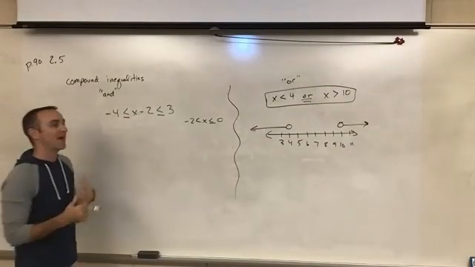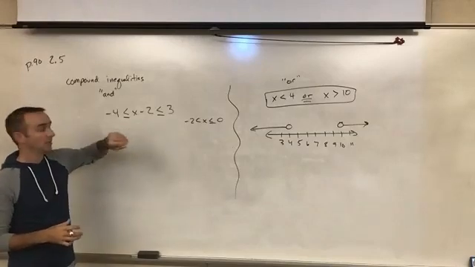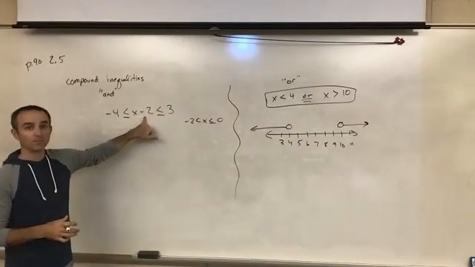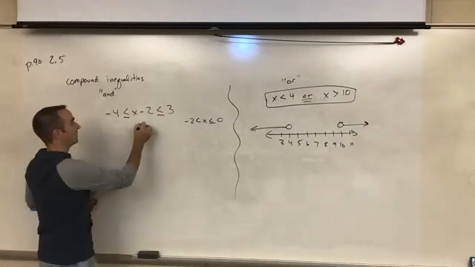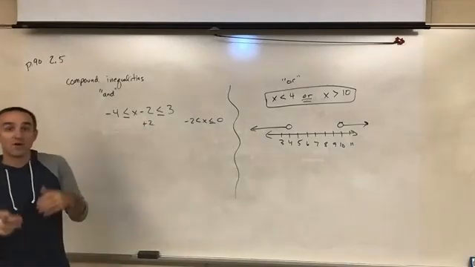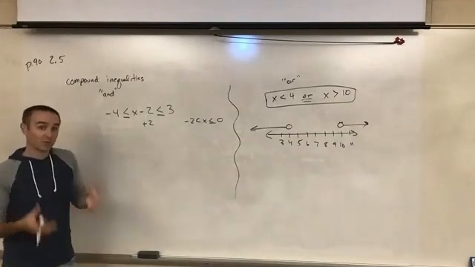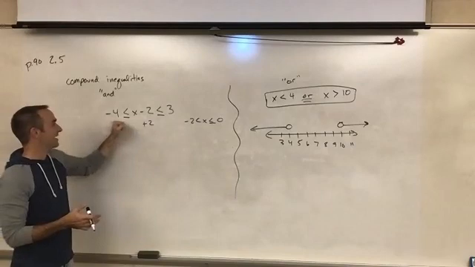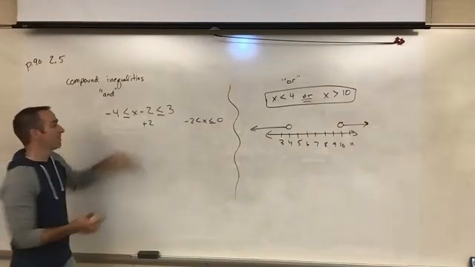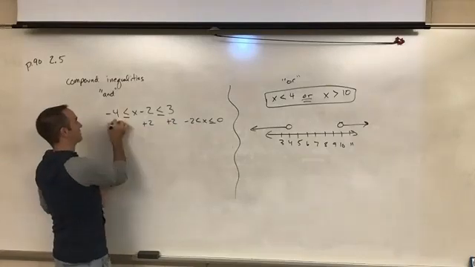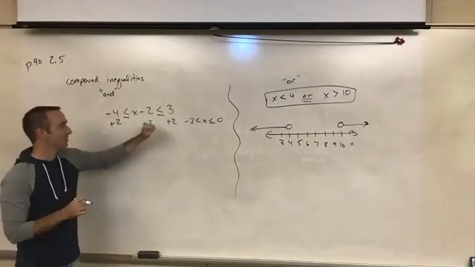So if we think about what we could do to get that x by itself in the middle, we have to get rid of that -2. To get rid of that -2, we would add 2. But just like with equations, whatever I do to one side, I have to do to the other. But now I don't have 2 sides. I've got 3 sides. I've got the middle and I've got both sides. So whatever I do to the middle now, I do to both of the outsides as well. So I'm adding 2 to every single part, all 3 parts.